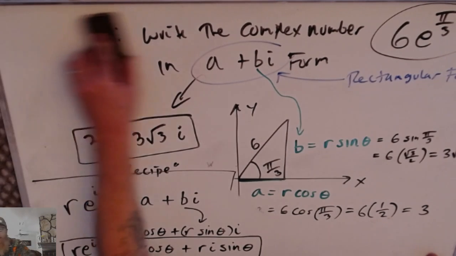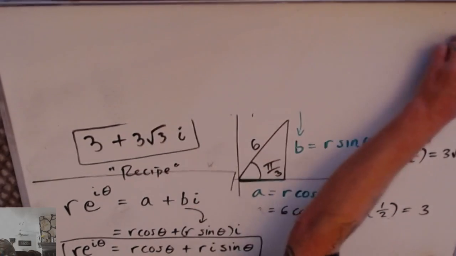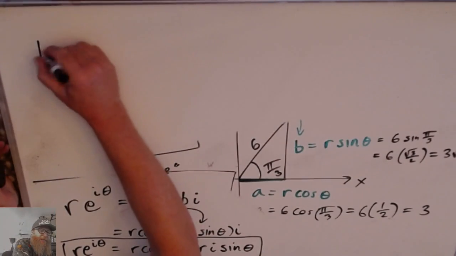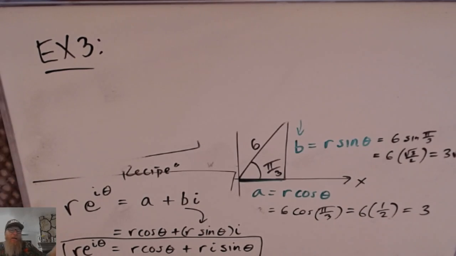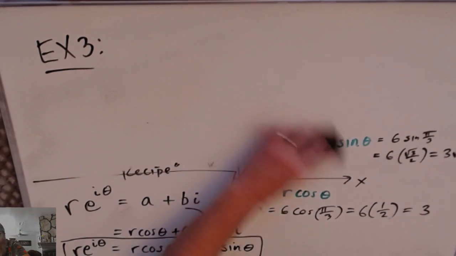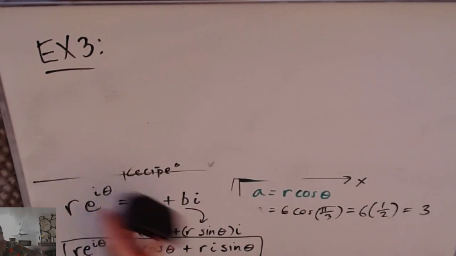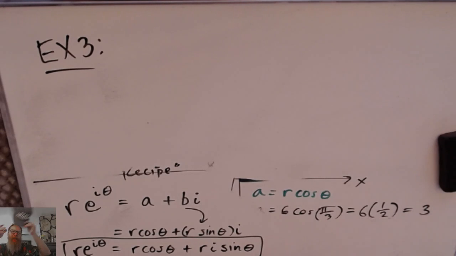All right, so now we're actually going to get into the thick of it. Example 3. What is this good for? Why do you need to know this? Why can't I just write my complex numbers like I always did, using square roots of -1 and things like that? What's the advantage to doing it this way?